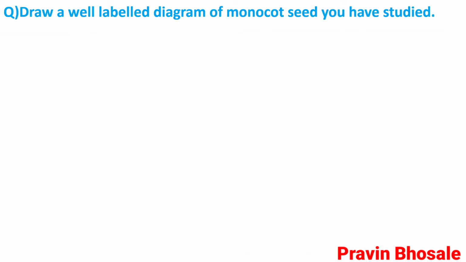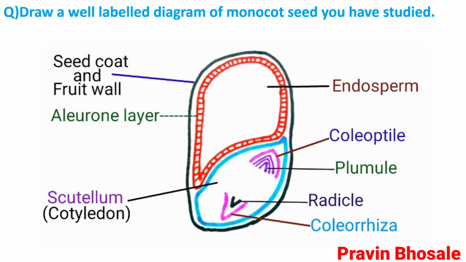Draw a well-labeled diagram of monocot seed. So this is the structure of a monocot seed. It's an endospermic seed. You can see the endosperm. This is the embryo, which consists of scutellum, that is cotyledon, radicle enclosed by coleorhiza, plumule enclosed by coleoptile. This is the seed coat, and this is the aleurone layer.